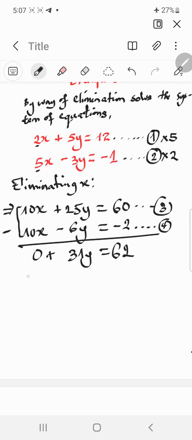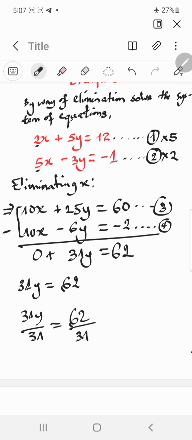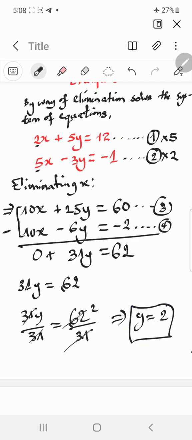So we solve that. If 31y is equal to 62, it means we can eliminate this coefficient by doing division. Divide by 31: 31y over 31 is equal to 62 over 31. The 31 goes away with that. Clearly, 31 is half of 62, so this goes here 2 times. So we are saying that the value for y is 2. Let's keep this: y is equal to 2.